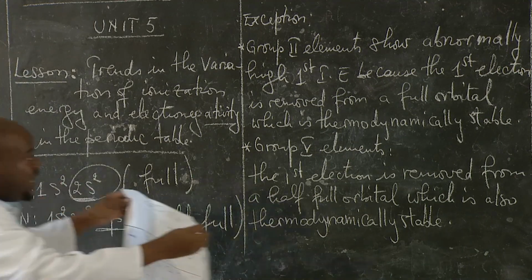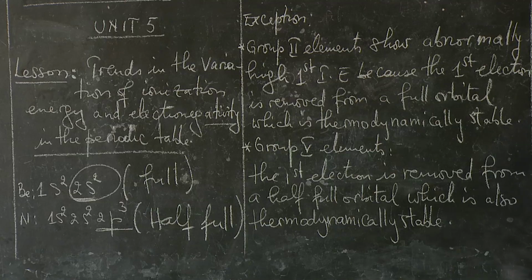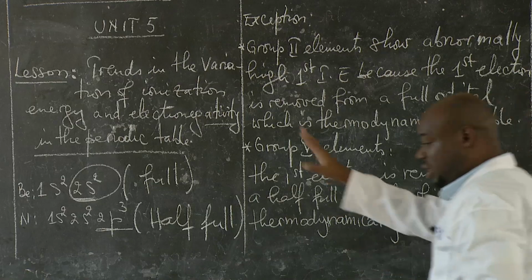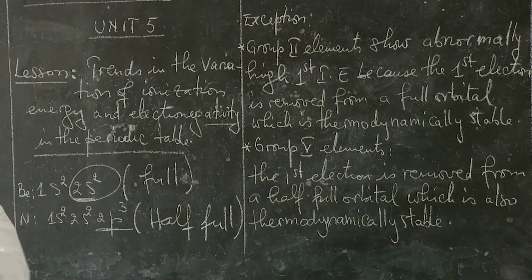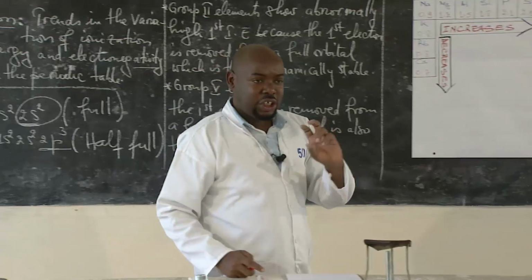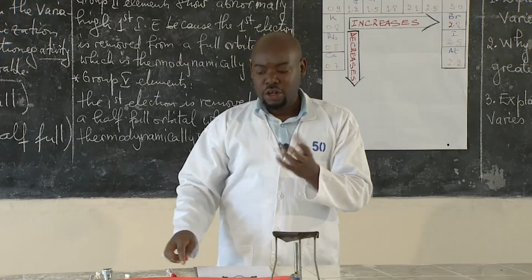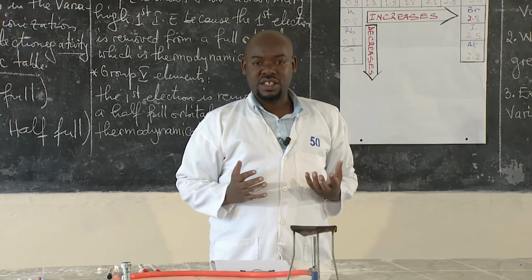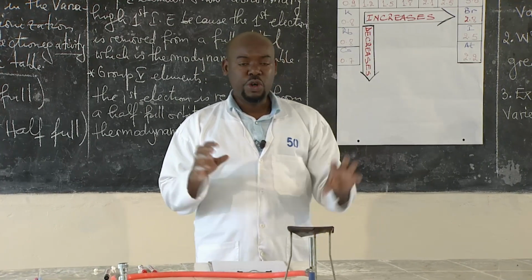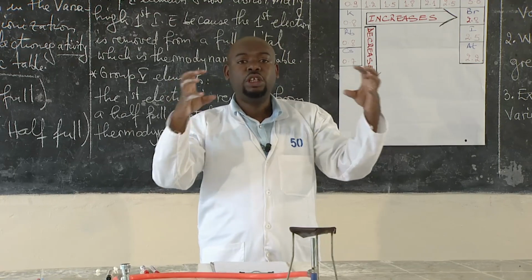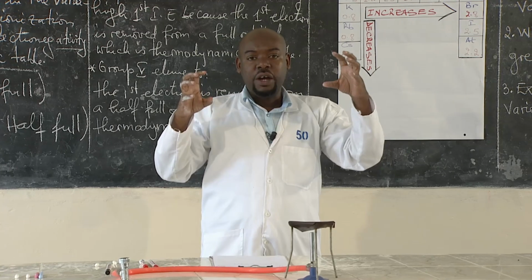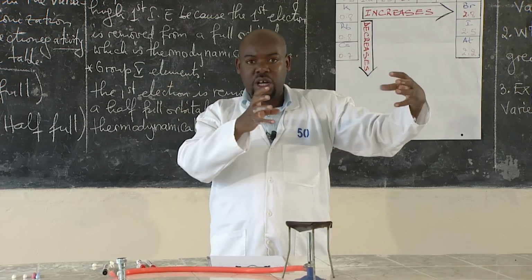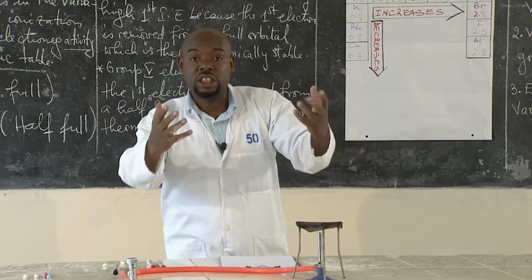Let me put it on this side so that you can have more chance of looking at the data we have here. Electronegativity is defined as a measure of the tendency of an atom to attract towards itself the bonding pair. When you have an atom here and another atom joined by a chemical bonding, one atom will have a greater tendency of attracting the bonding pair towards itself if it is more electronegative.